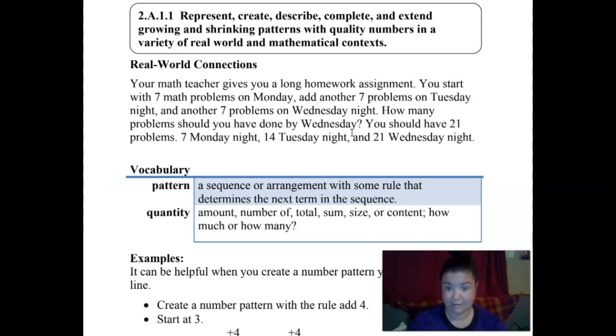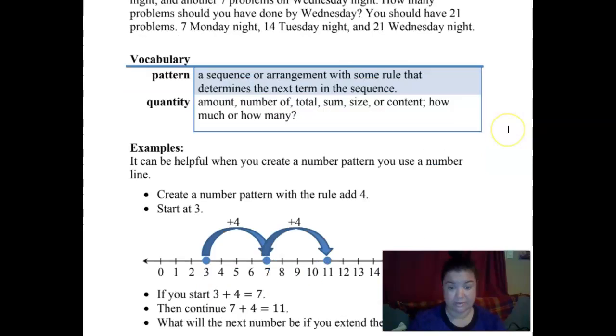What do you think? So our total will be 21 problems by Wednesday because we did 7 on Monday night. Then we added 7 more. So that makes 14 for Tuesday night. And then we did 7 more on Wednesday. So we add 7 to 14, which gives us 21. That's called repeated addition.